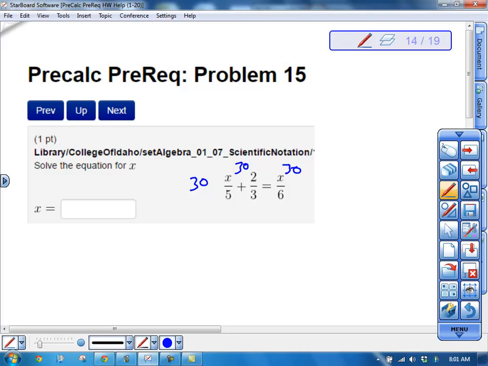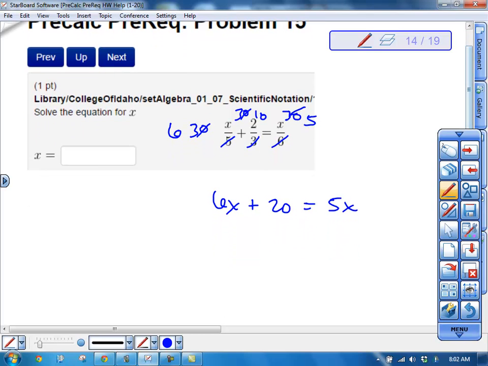So what happens is 5 goes into 30 6 times, and you end up with 6x. 3 goes into 30 10 times, you end up with 2 times 10, which is 20. And then 6 goes into 30 5 times, and you end up with 5x. So that's called clearing fractions, by multiplying through by the least common denominator. Anytime you have fractions and an equal sign, this works.